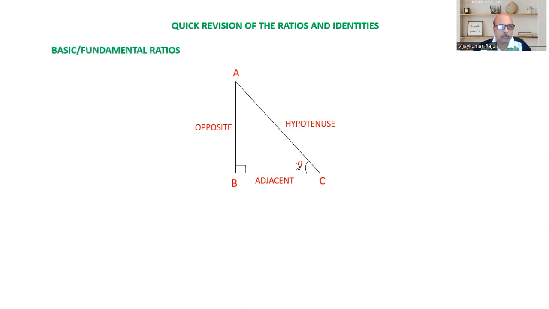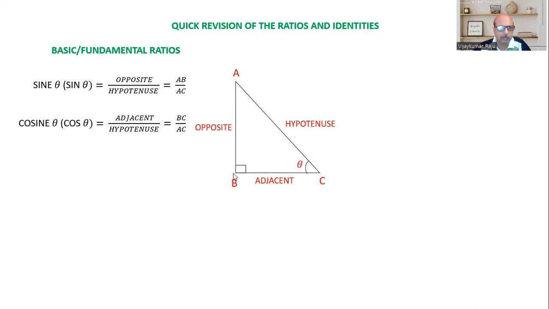Let's take the first ratio. There are three ratios which we call the fundamental or basic ratios. The first basic ratio is the sine of theta, written as sin theta. Sine is given by the ratio opposite upon hypotenuse. Opposite is AB, and hypotenuse is AC. So opposite upon hypotenuse is the sine of the angle theta.